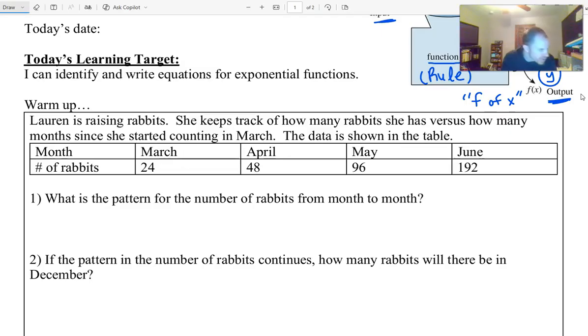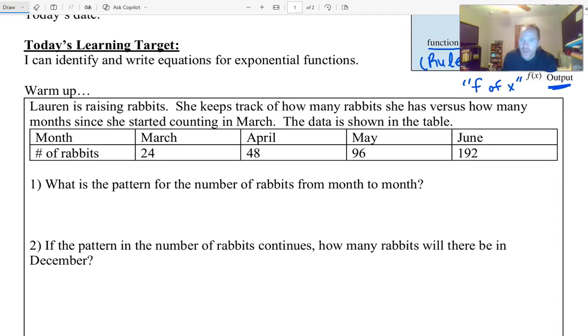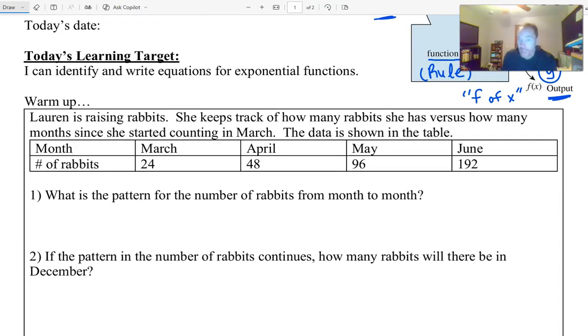And then a follow-up question: if the pattern in the number of rabbits continues, how many rabbits will there be in December? I know there is a question number 3 here, but I'm going to pause for just a moment. I encourage you, pause the video if you can, and see if you can spot a pattern in the number of rabbits. 24, 48, 96, 192. So thinking about how might you go from 24 to 48, what kind of things could you do starting with the 24, do something to get a 48, start with a 48, do something to get 96, start with 96 to get 192. So again, if you haven't paused it, I'll give you a chance here.